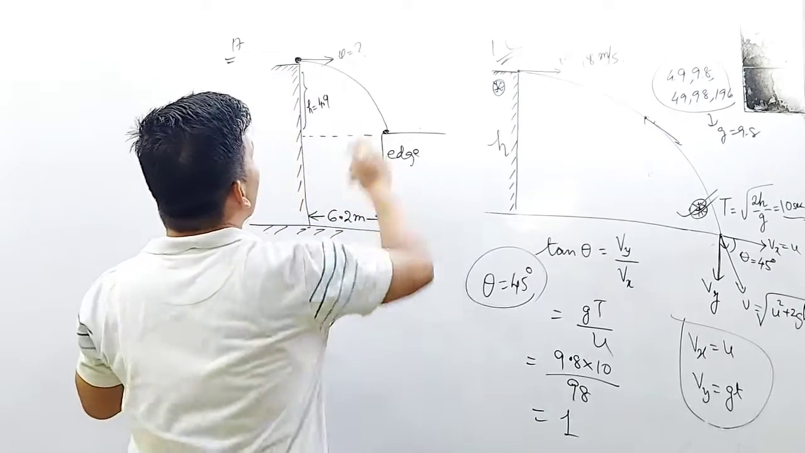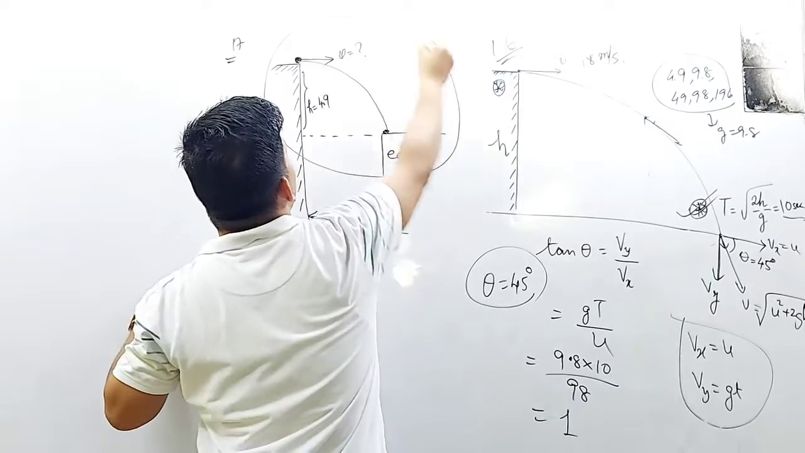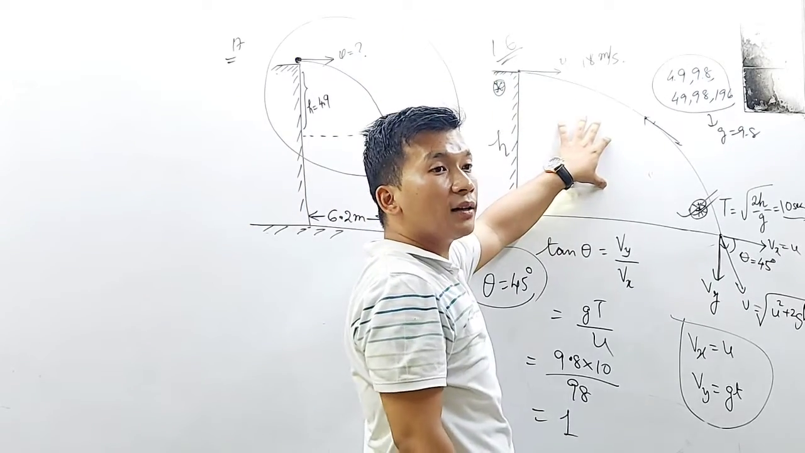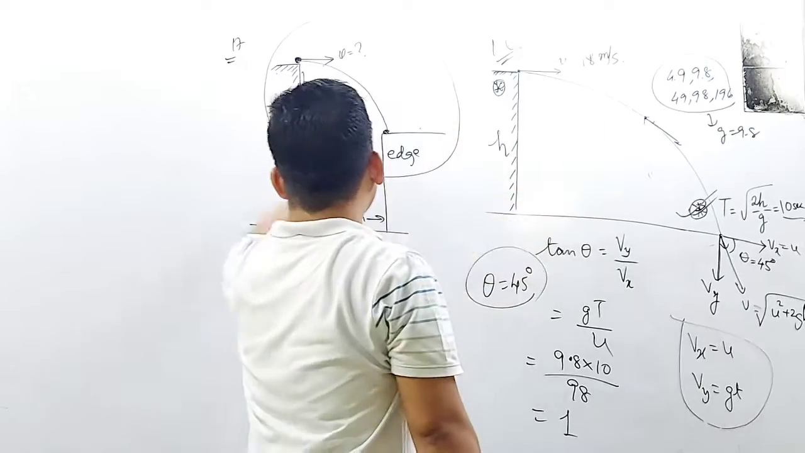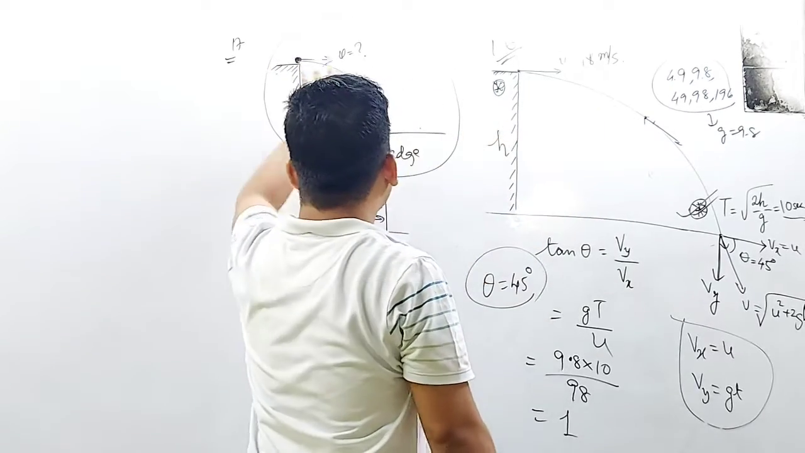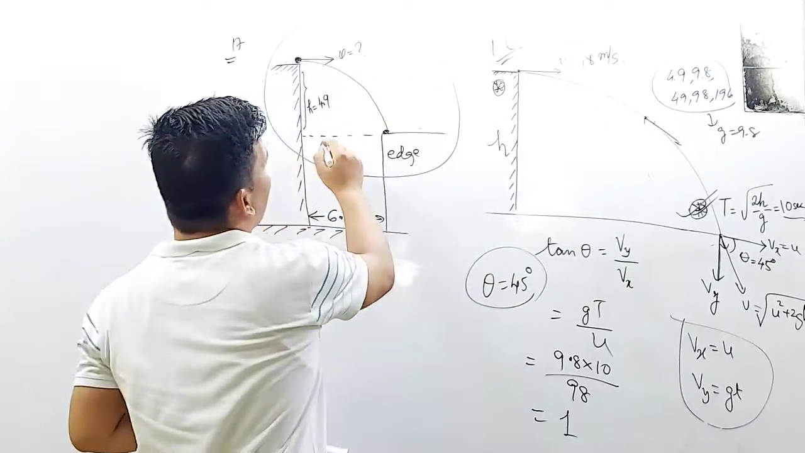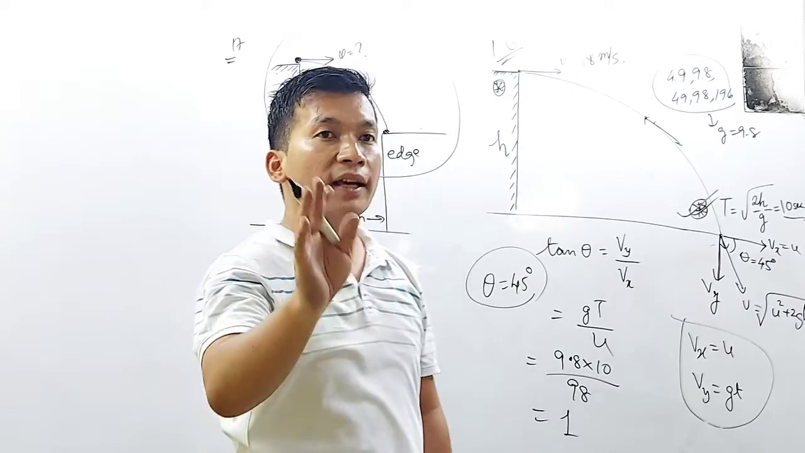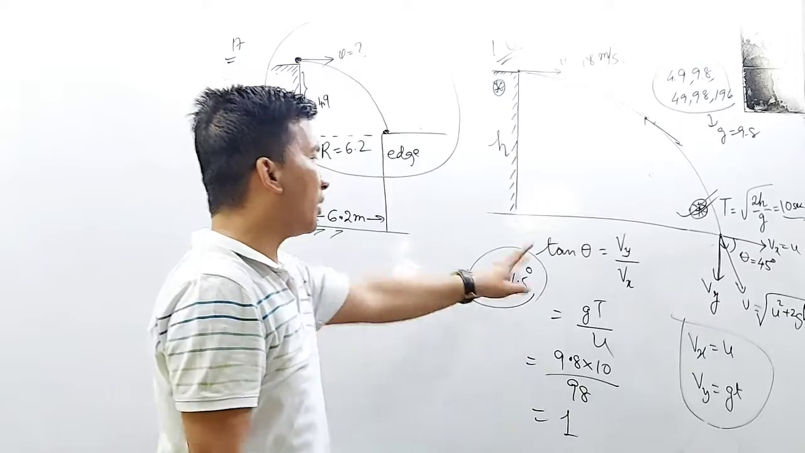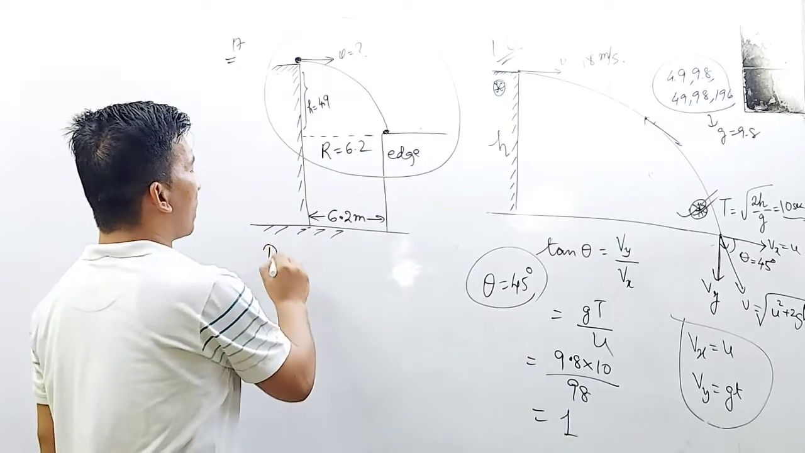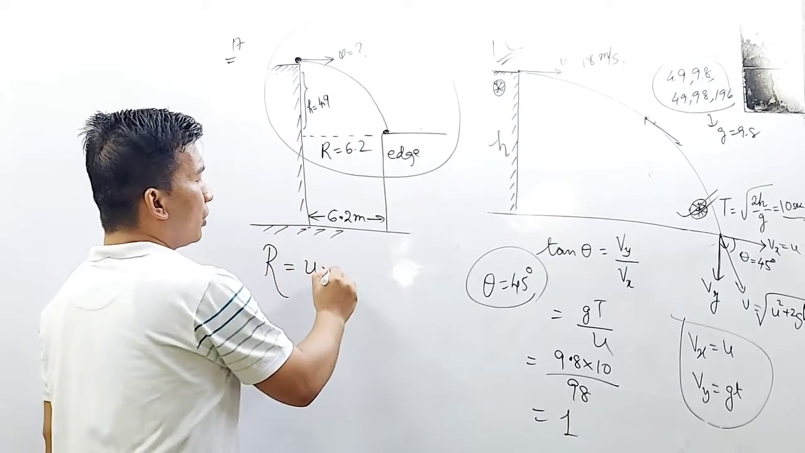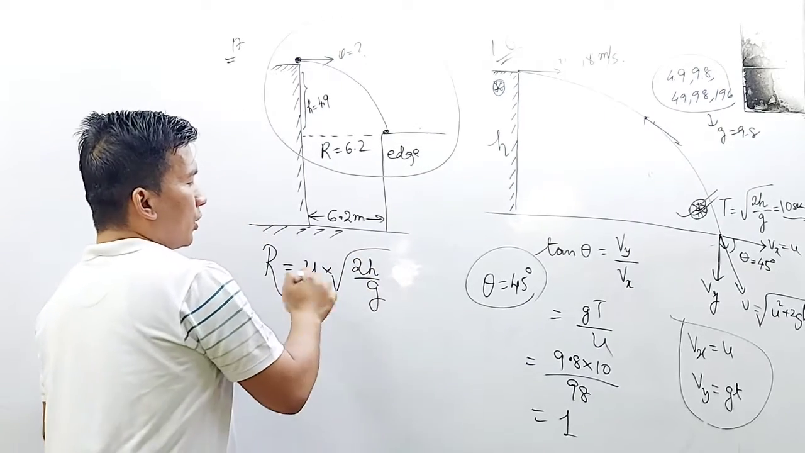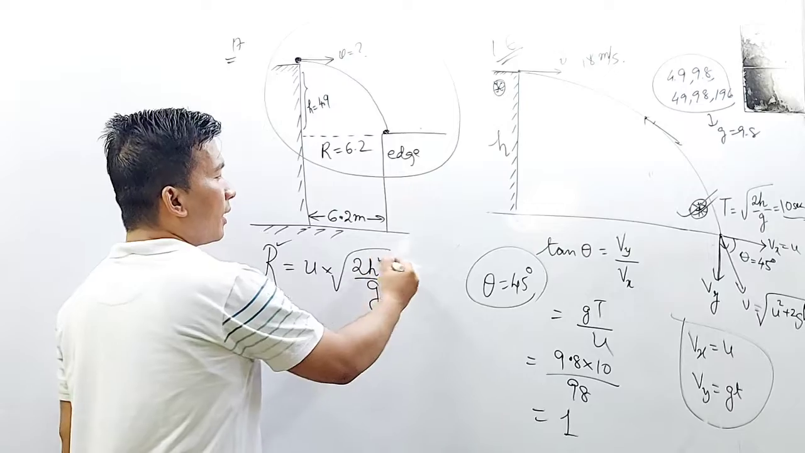What is the range? You consider only this portion, this is exactly similar with this. Here your height will be 4.9, your range will be 6.2. You apply the formula: range is equal to u into root over 2h divided by g. Your range is given, height is given.